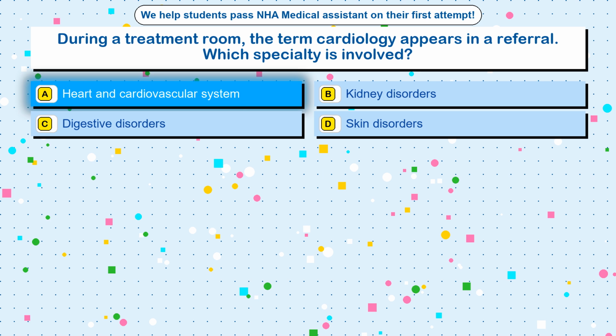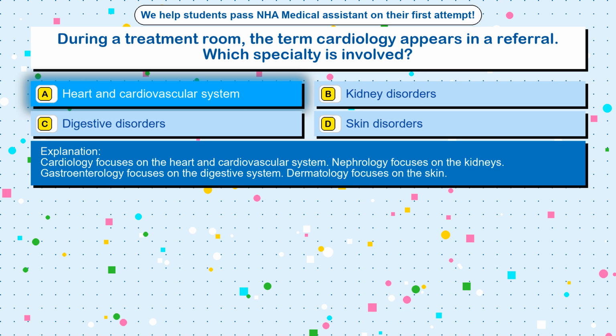Heart and cardiovascular system. Cardiology focuses on the heart and cardiovascular system. Nephrology focuses on the kidneys. Gastroenterology focuses on the digestive system. Dermatology focuses on the skin.